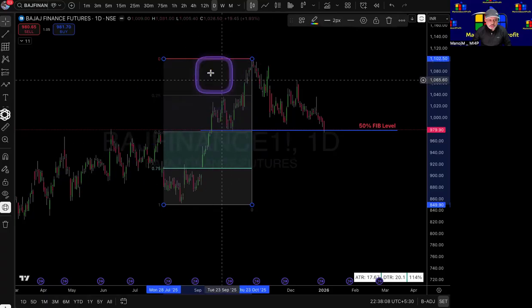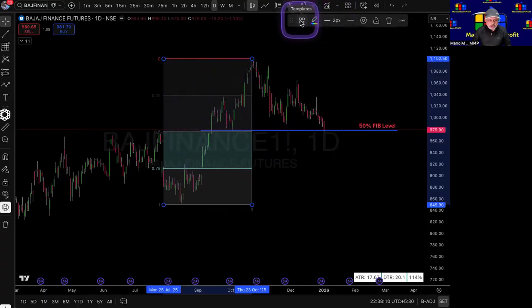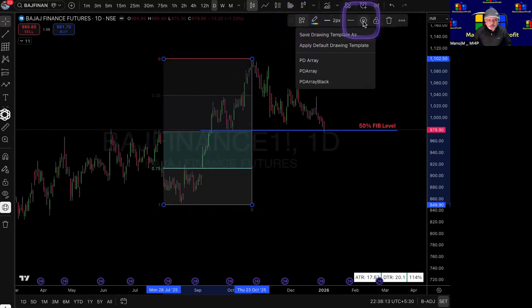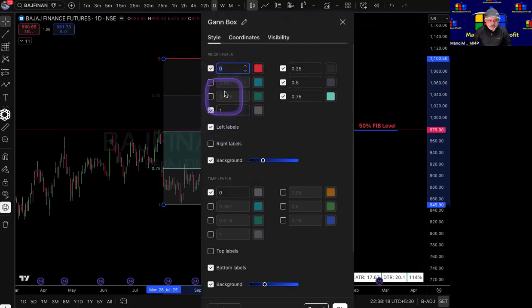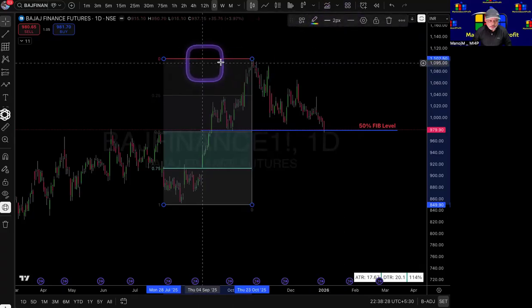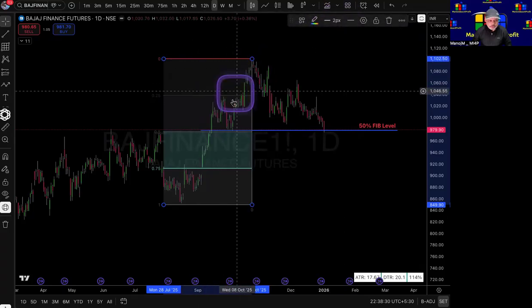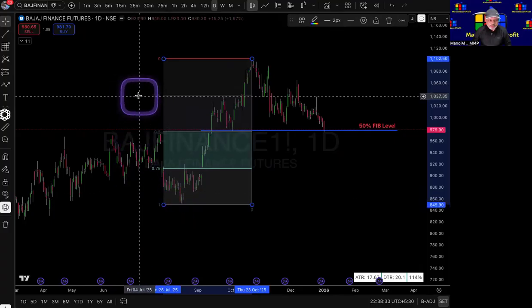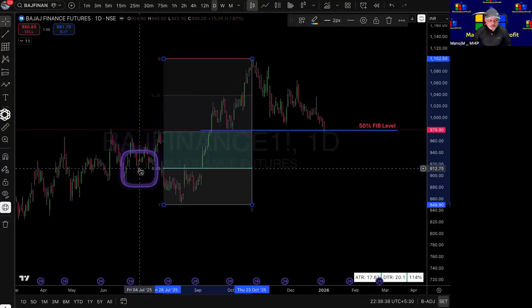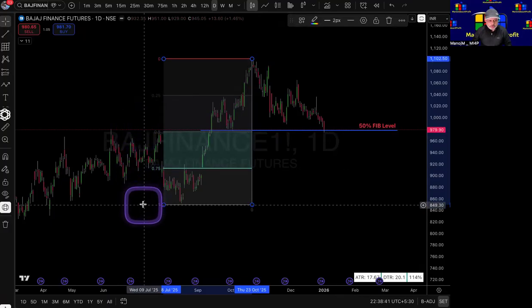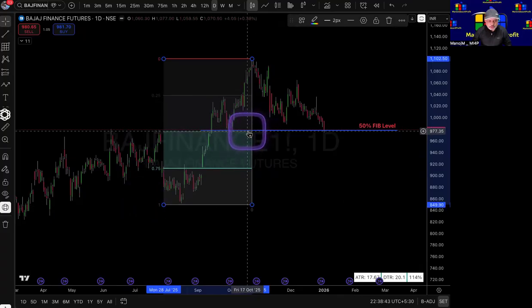Now, how does this GANbox come about? You want to see the settings? You can take a screenshot and you'll be able to see the settings here. So all that I've done is I've ticked off everything except 0, 1, 0.25, 0.5, and 0.75. What this gives me is nothing but a beautiful separation of the entire range, and it tells me what is the 25% of this range, what is the 50% of this range, what is the 75% of this range, and what is the 100% of this range. And it gives me a median which I'm interested in.